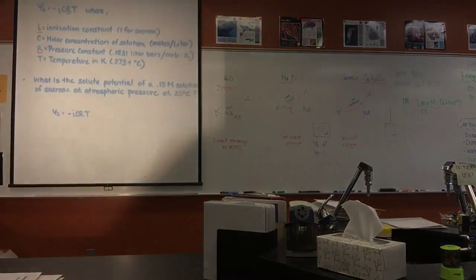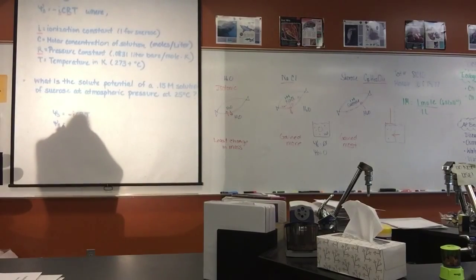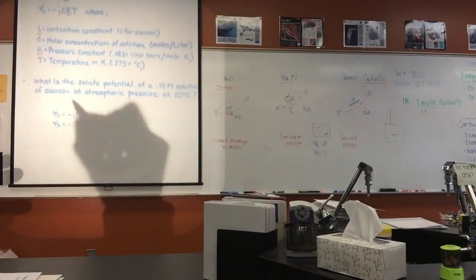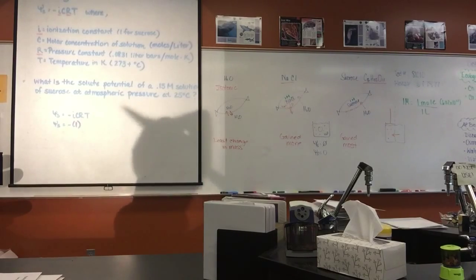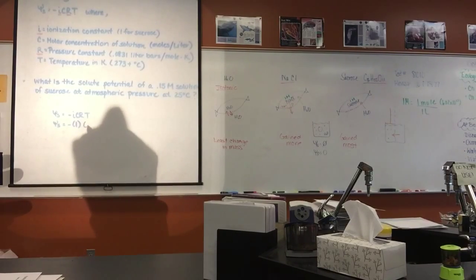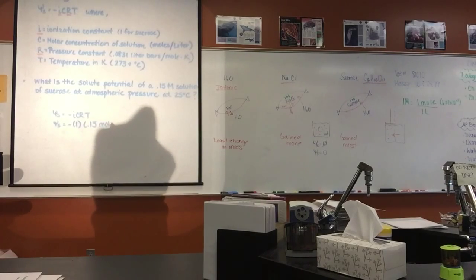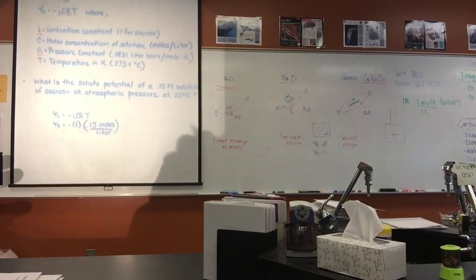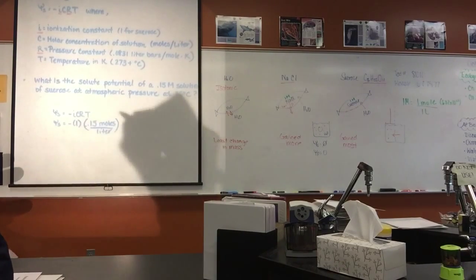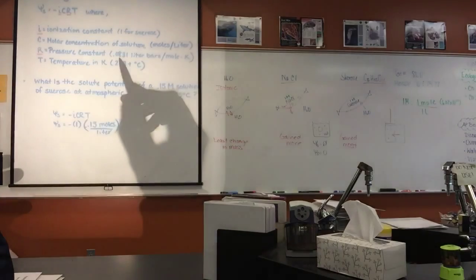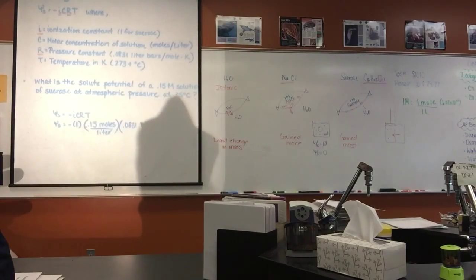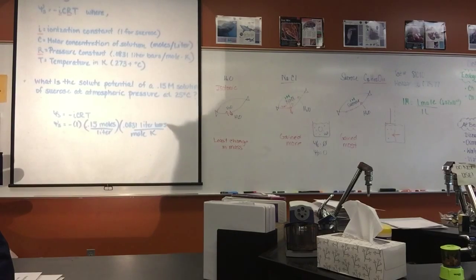So looking at this, you have the solute potential equals negative, and then it's sucrose, that's an ionization constant of 1. The molar concentration is 0.15, but I'm going to write it in moles per liter because that is how the units will cancel out to get the right measurement for the solute potential. Then we have the R, which is 0.0831 liter bars. And when it says per mole Kelvin, that's in the denominator.